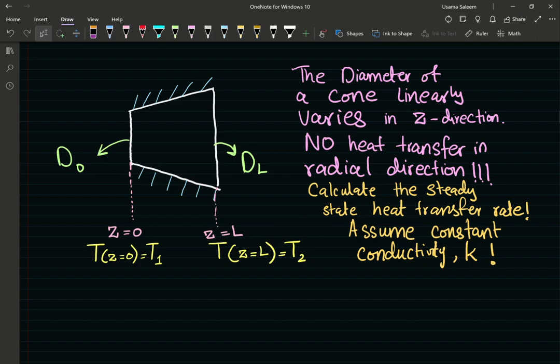Okay, very good. I'm assuming that you guys have read through the problem. So let's see. The diameter of a cone linearly varies in the z direction. So here I have at z equals 0, I have d naught, and on the other end I have d sub L. So my diameter is varying, and if the diameter of the cone varies, that means that the cross-sectional area is varying. No heat transfer in the radial direction. We're only dealing with one directional heat conduction, and that is in the axial direction.